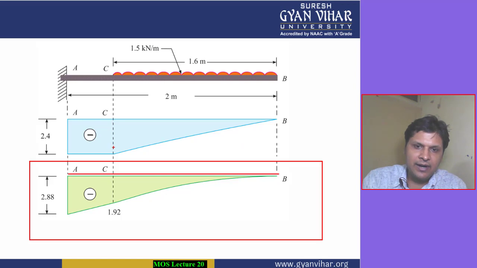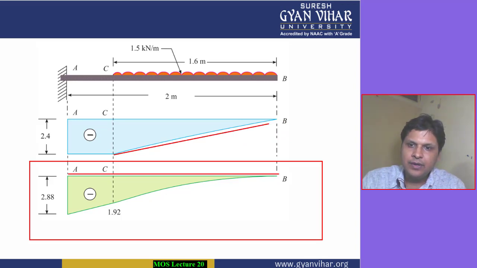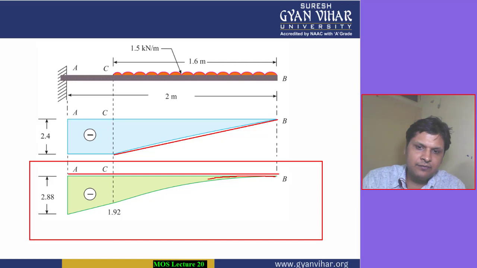Then since there is an inclined line from A to C, the result is that one step higher, means if there is an inclined line in shear force, then we will join those points in the bending moment diagram by a parabolic curve, in this way. So we have drawn it here.